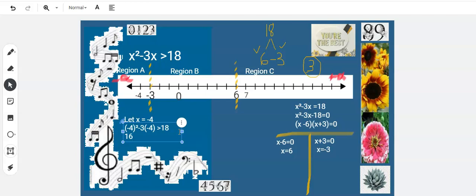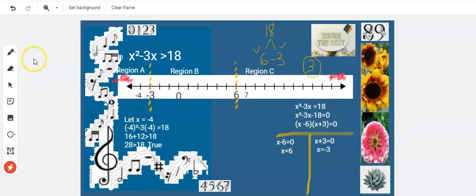And then negative 3 times negative 4. So, negative times negative, minimum positive. 3 times 4 is 12. Okay, then copy greater than sign and then copy 18. 16 plus 12 is 28. And yes, 28 is greater than 18. So, we have a true statement. Okay, meaning, ang mga x values diri sa region A makaproduce og true statement. So, meaning, appeal diri sa solution set ang mga x values diri sa region A.